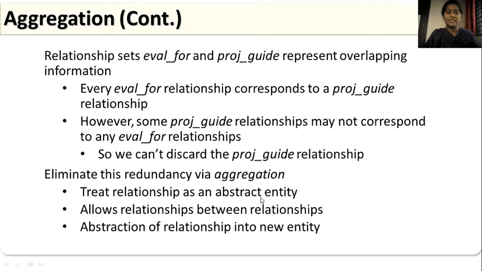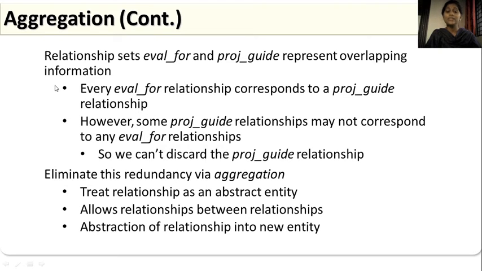Then aggregation: the relationship set evaluation for on project guide represents overlapping information, of course. So every evaluation for relationship corresponds to a project guide relationship. However, some project guide relationships may not correspond to any evaluation for relationship. So we can't discard the project guide relationship. Eliminate this redundancy via aggregation.